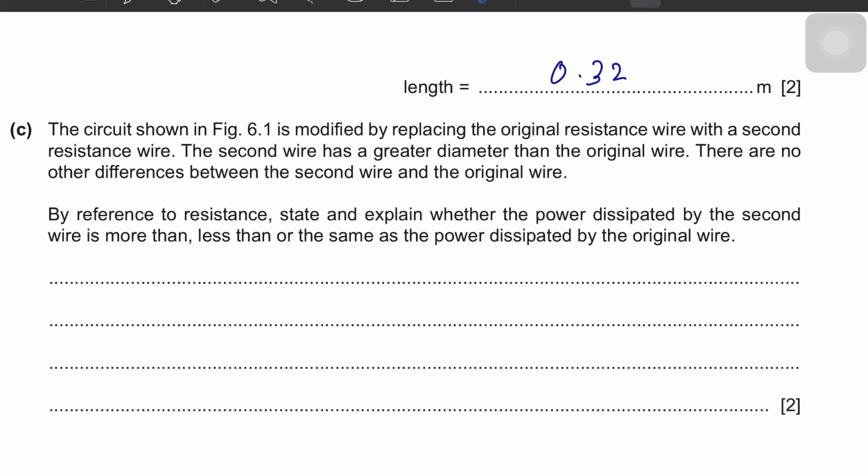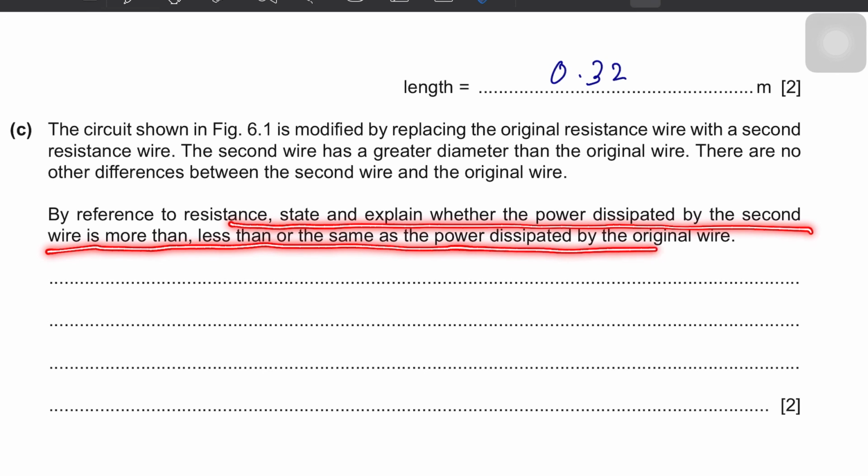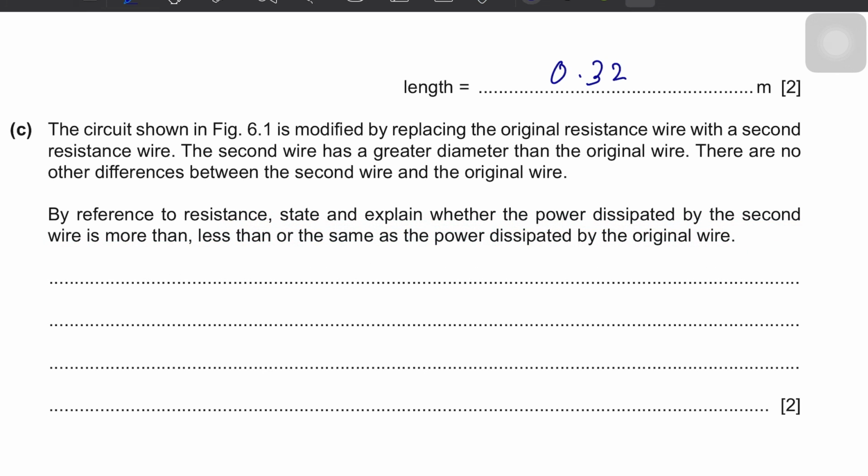And what are they asking us? By reference to resistance, state and explain whether the power dissipated by the second wire is more than, less than or the same as the power dissipated by the original wire. So what's the connection between power and diameter?